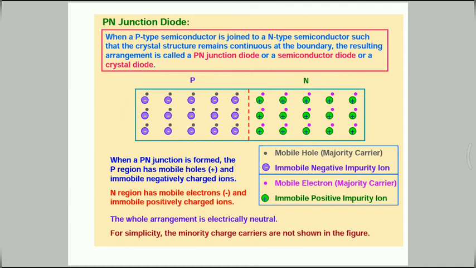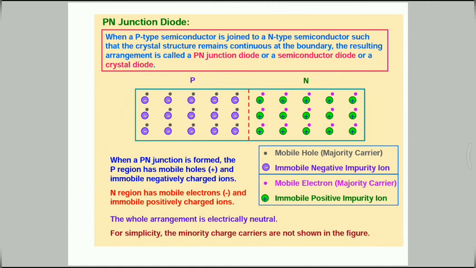This sets up a potential difference across the junction and an internal electric field E directed from N side to P side. The equilibrium is established when the electric field E becomes strong enough to stop the further diffusion of the majority charge carriers. However, it helps the minority charge carriers to diffuse across the junction.